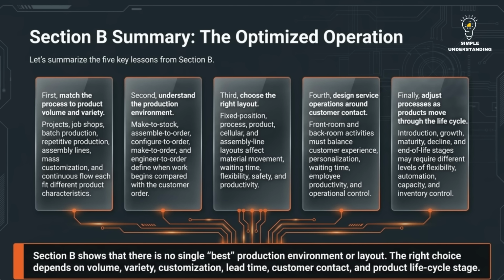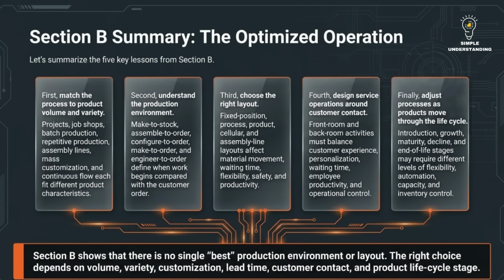Second, understand the production environment. Make to stock, assemble to order, configure to order, make to order, and engineer to order define when work begins compared with the customer order. Third, choose the right layout. Fixed position, process, product, cellular, and assembly line layouts affect material movement, waiting time, flexibility, safety, and productivity.